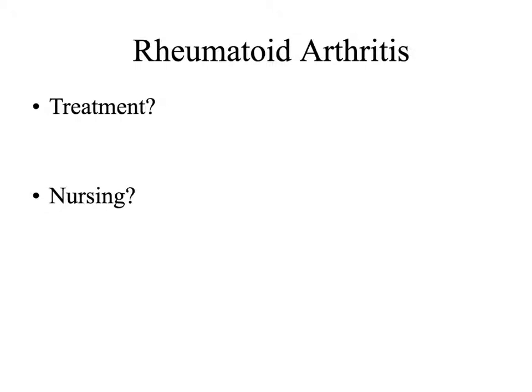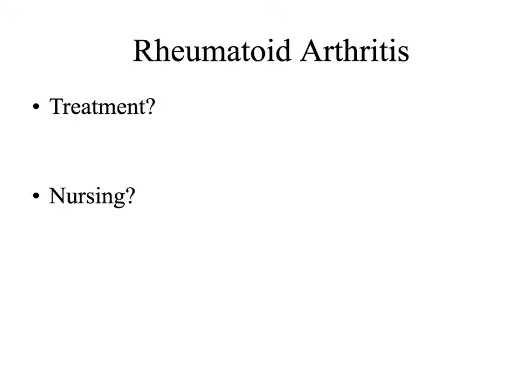Treatment for a patient with rheumatoid arthritis. The goal of treatment is going to consist of anti-inflammatory meds because it is an inflammatory process. We are also going to give them some of those autoimmune medications, those immunosuppressive medications, for these patients.